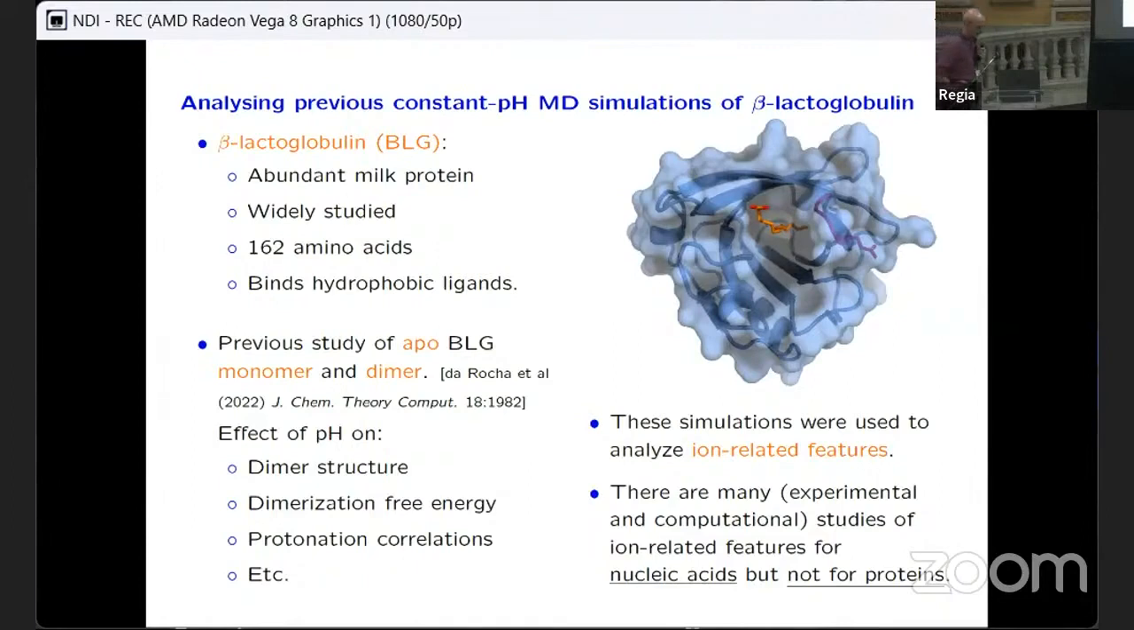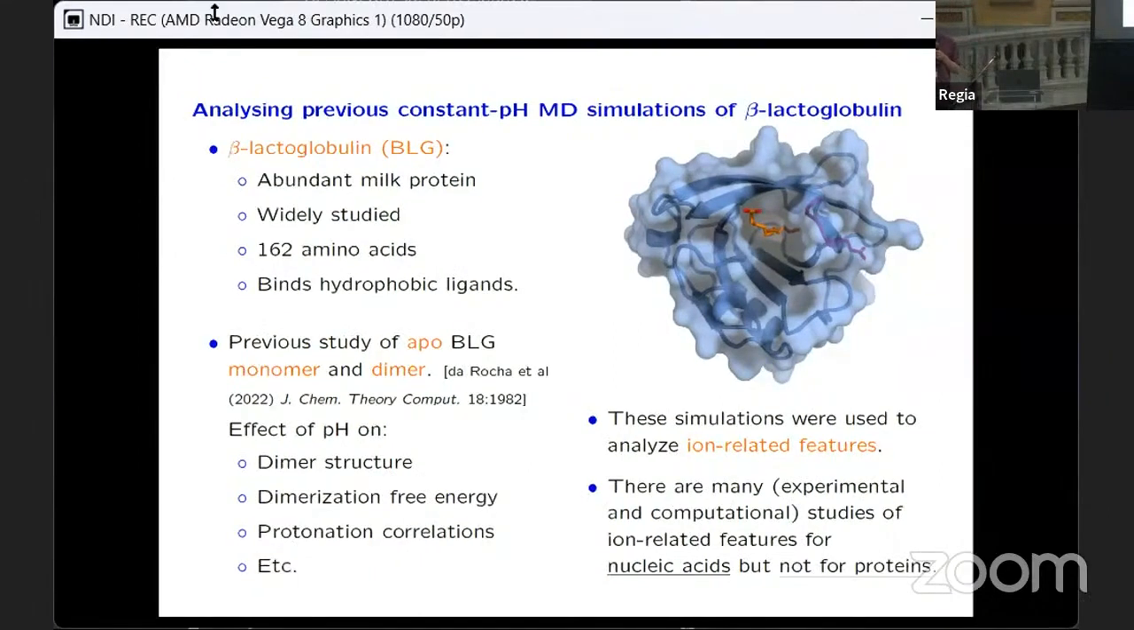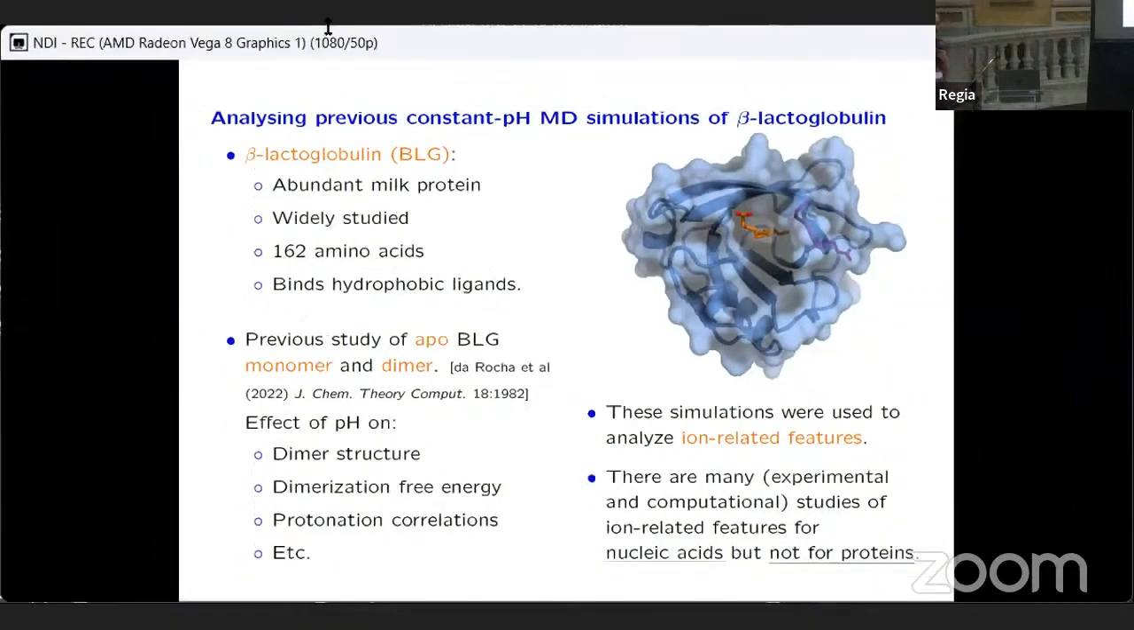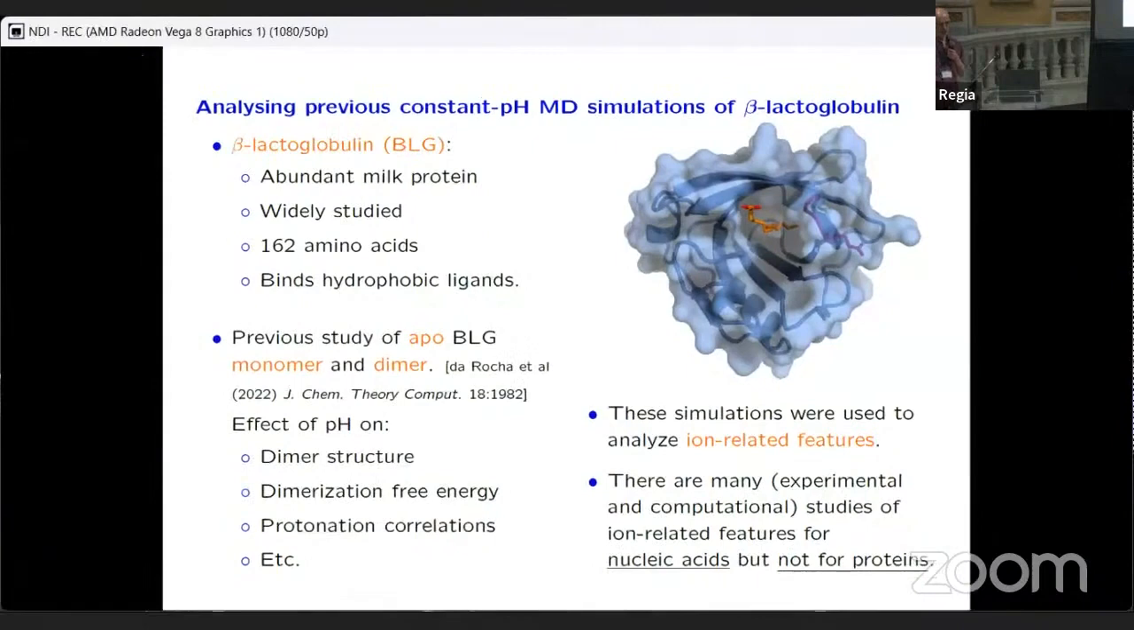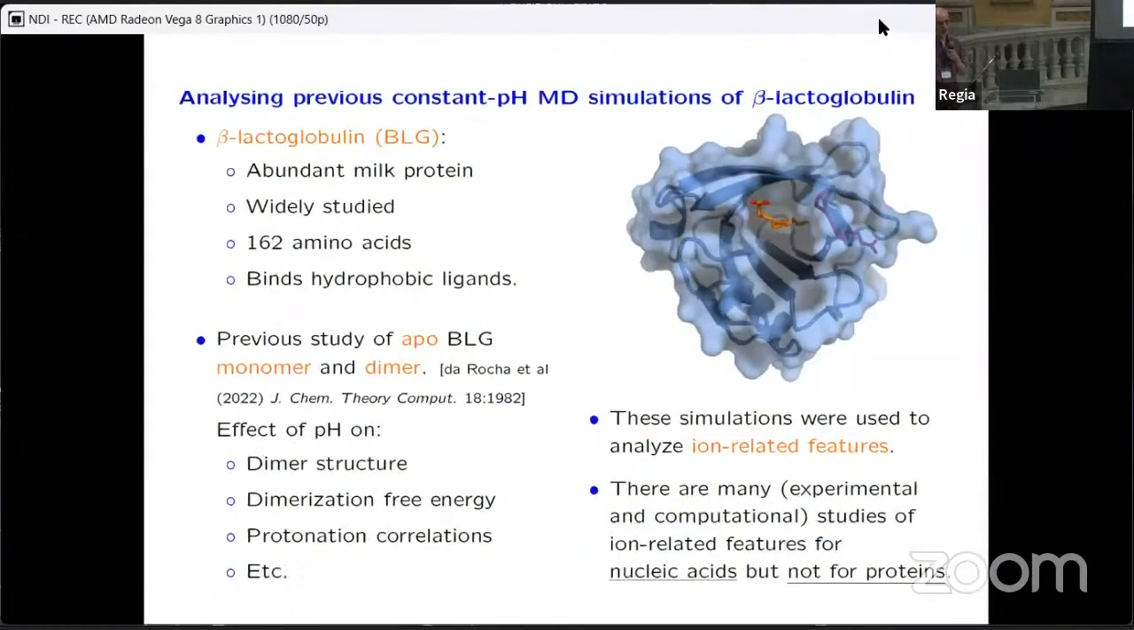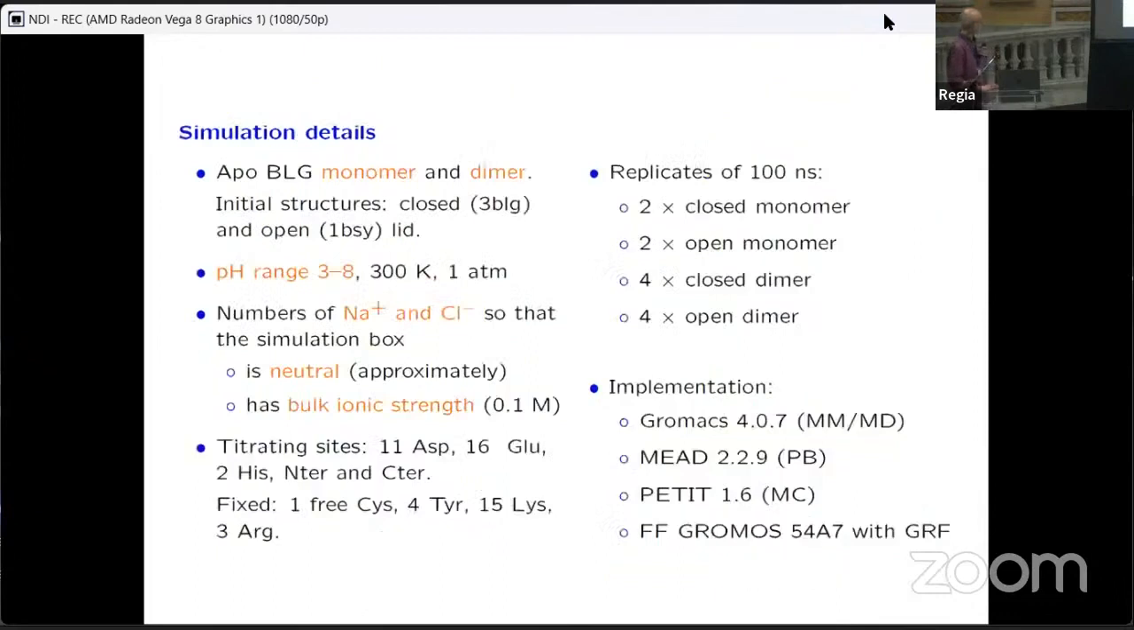One of the interesting things that I realized, I must confess that I never paid too much attention to ions around proteins. And then I realized that most of the studies that are done of ions around biomolecules are actually done with nucleic acids, which makes sense, right? Because they have very high charge density, and ions are crucial in that case. But then I realized that in the case of proteins, there are not that many detailed experimental studies of ions. So neither experimental nor computational, as I said. So we decided to look at this.